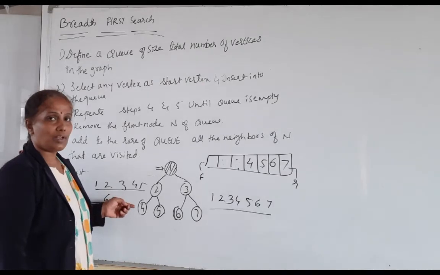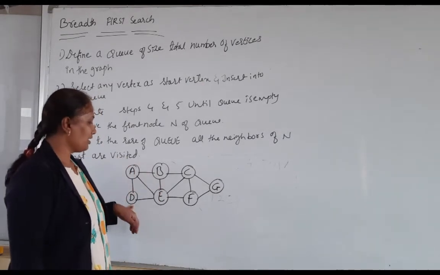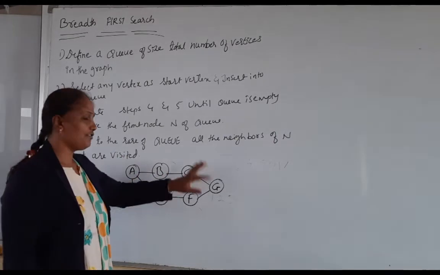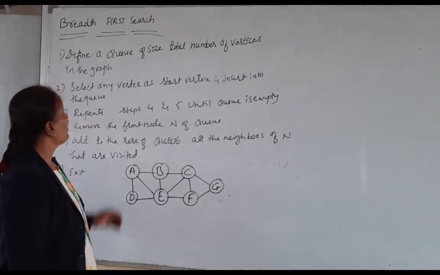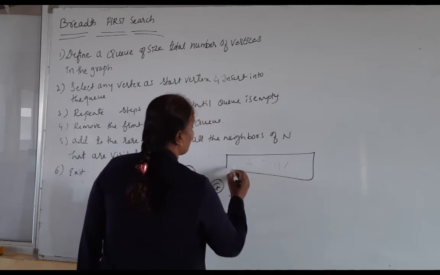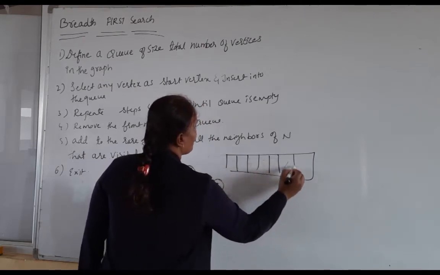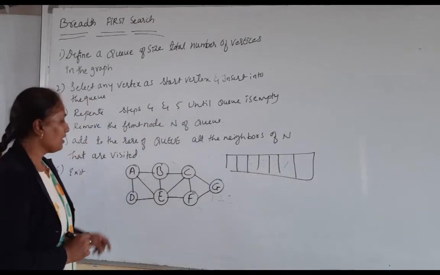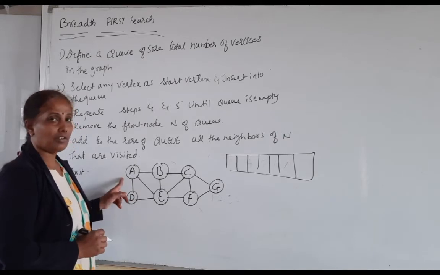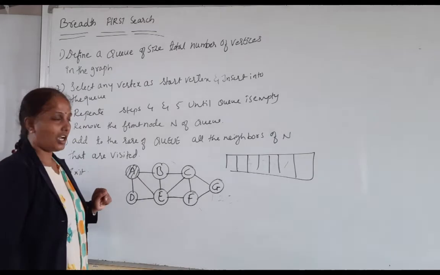Next we'll take one more example for this. Second example: the graph given has 7 vertices A, B, C, D, E, F, G. Okay. So what will be the size of my queue? It has 7 elements. So first I will create the blocks for that: 1, 2, 3, 4, 5, 6, 7. Okay. So which vertex do you want to visit first? Mark it. Okay. So I will mark A as the start vertex.